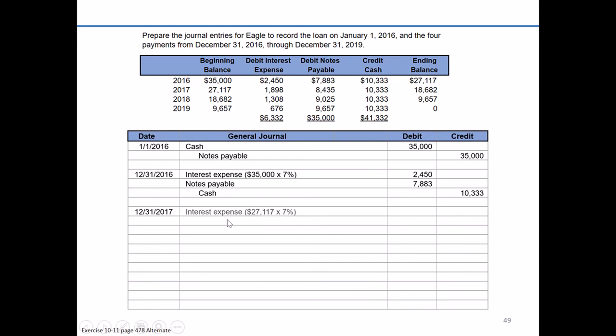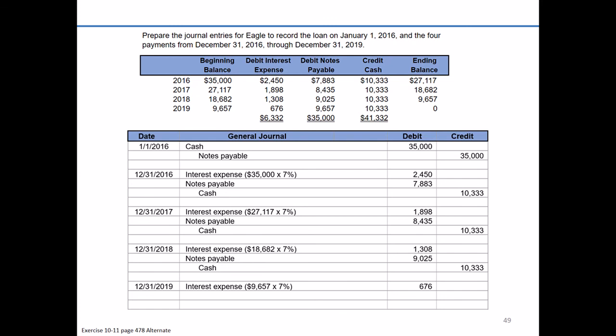At the end of 2017, we're debiting interest expense again, but this time for a lower amount of $1,898. Debiting notes payable, but for a higher amount of $8,435, continuing, however, in each payment to credit cash by that equal annual payment of $10,333. 2018, debit interest expense for $1,308. Debit notes payable for $9,025 and credit cash for $10,333.